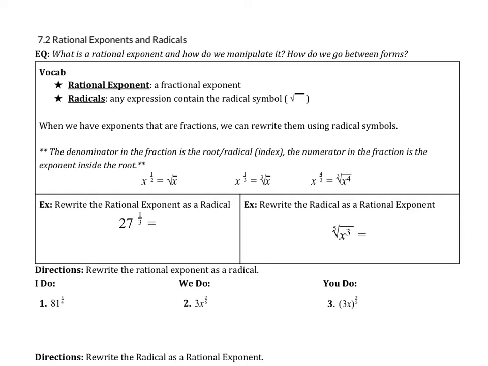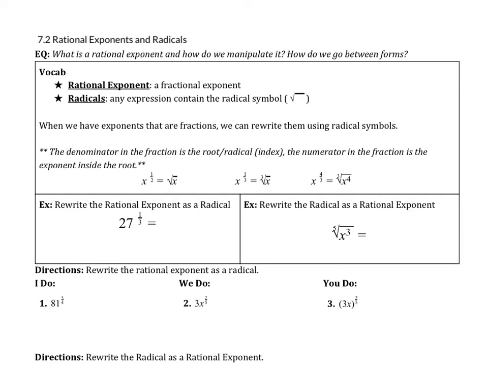We just sort of briefly talked about that. And how do we manipulate that? And how do we go back and forth between forms? Because we're actually going to learn that there's a relationship between a rational exponent and a radical, and those actually create two different forms. So let's dive right in.